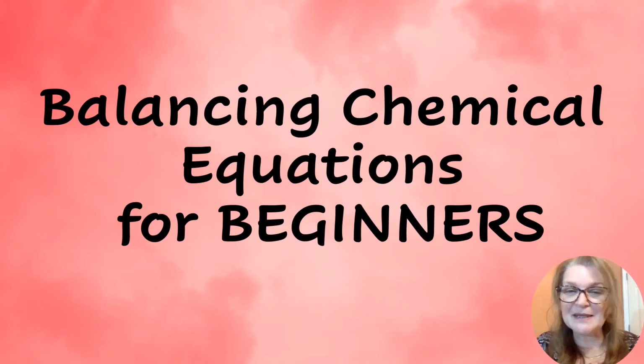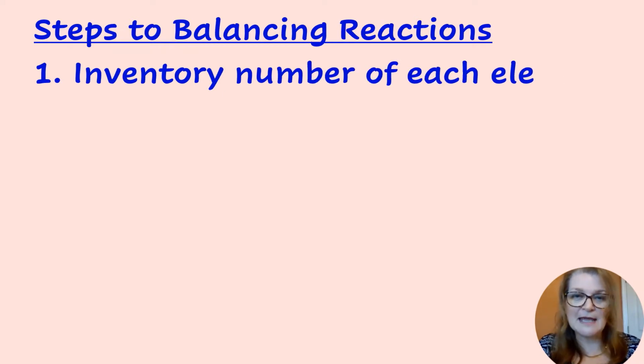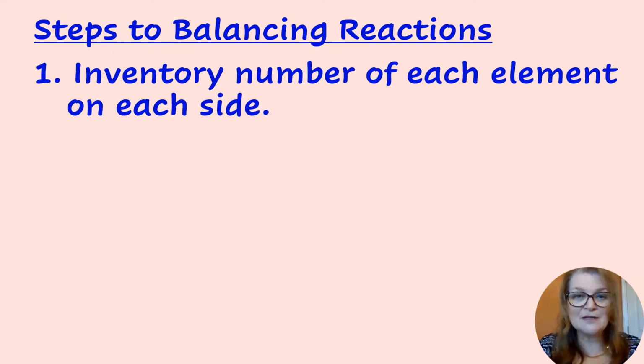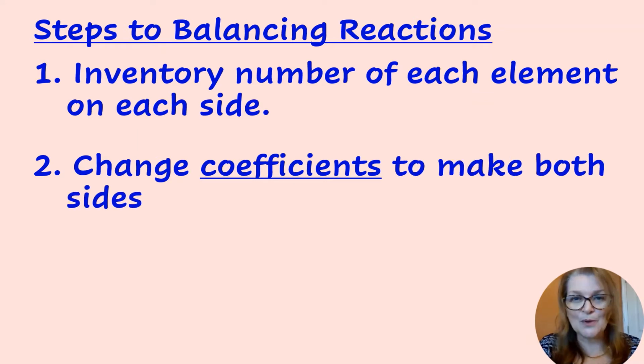Today's topic is balancing chemical equations for beginners, and I'll be showing you the basic technique to get started balancing reactions. First, we take an inventory of the atoms. We're going to count how many of each atom are on each side of the equation. Then we're going to change the coefficients that go in front of the chemical compounds until we have an equal number of each type of atom on both sides of the equation.